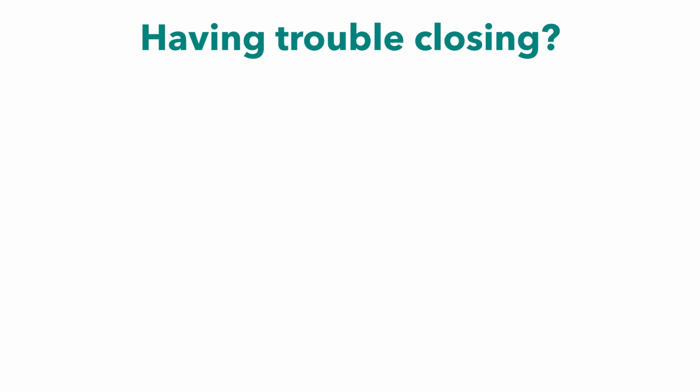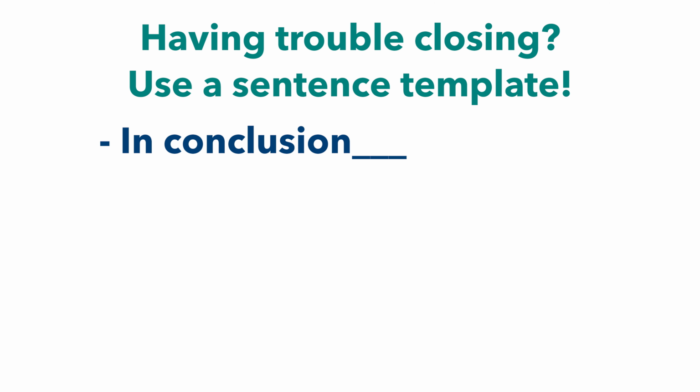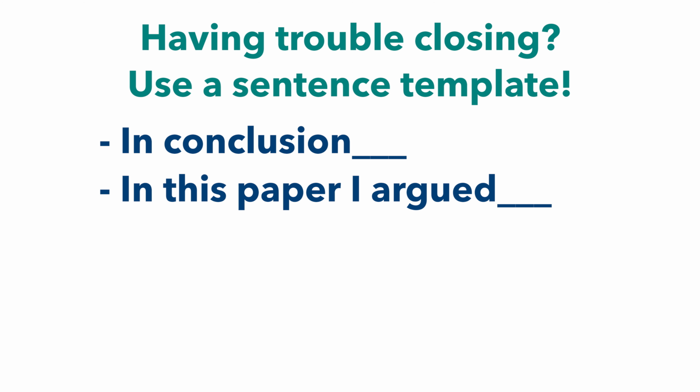Also, if you're having trouble writing, for this part, you can use other sentences to kind of start you out. You can start by saying, in conclusion, and then you start writing. Or, in this paper, I argued. Or using the word therefore can be helpful. If you say, in this paper, I argued blank, and then therefore, and then you have some other point after that. These are all ways that help you find the right words if you're having trouble.